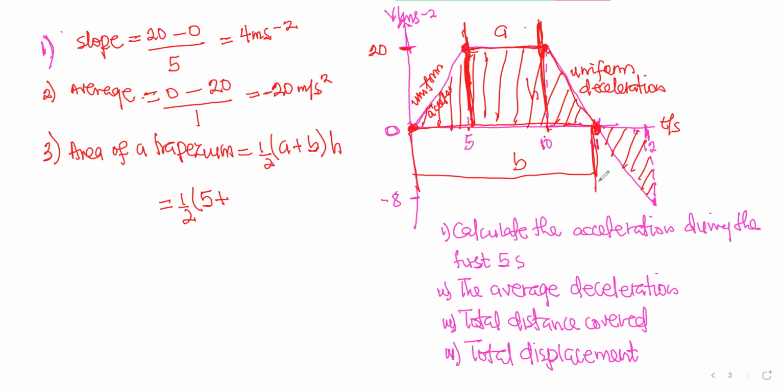What about B? What's the value of B, class? Evans, go ahead. 11. 11 seconds. Good. Then what is the value of the height? What's the value of H? Darius. Sir.